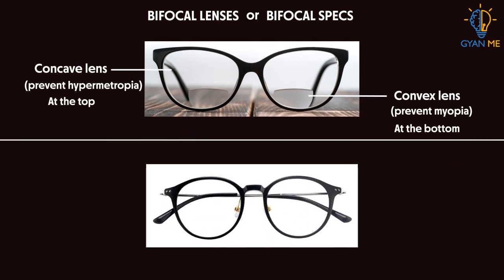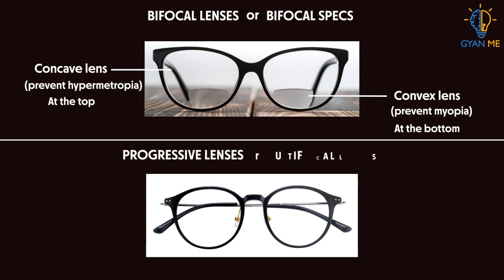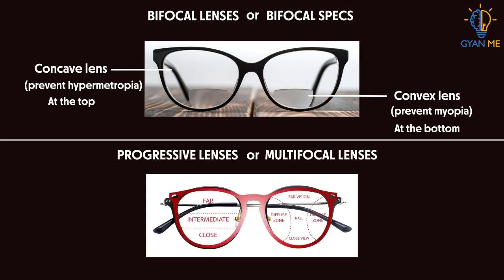But look at these glasses. Do you see a line separating the two lenses anywhere in them? No, isn't it? These types of glasses or lenses are called progressive lenses or multifocal lenses. The power of this type of lens varies with distance very slowly, that is, it gradually increases or decreases. So students, we learned about all three types of eye defects. Now let's see one more defect, that is astigmatism.